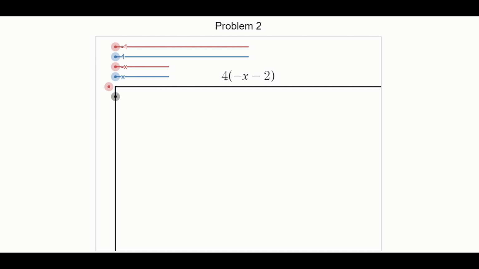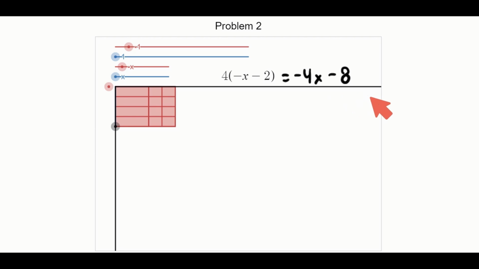Problem 2. We're trying to make 4 groups, each containing a negative x and 2 negatives. Let's start with our objects. Negative x can be represented by a red rectangle, and negative 2 can be represented by 2 red squares. Now I want to make 4 of these groups. Right now we have 1 group, so it's 2, 3, 4. 4 rows containing a negative x and negative 2. Altogether we have 4 negative x's, 4 red rectangles, and 8 negatives, 8 squares. So the answer is going to be negative 4x minus 8.